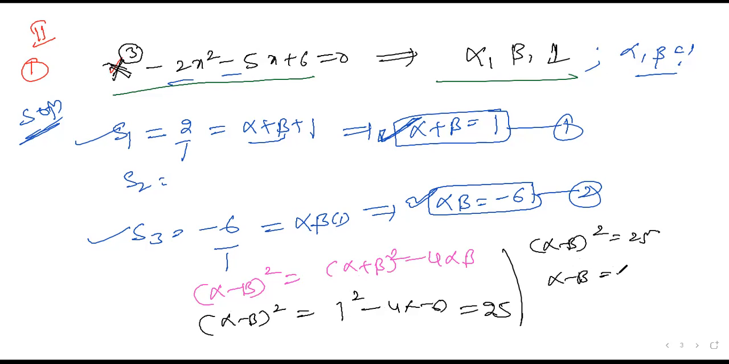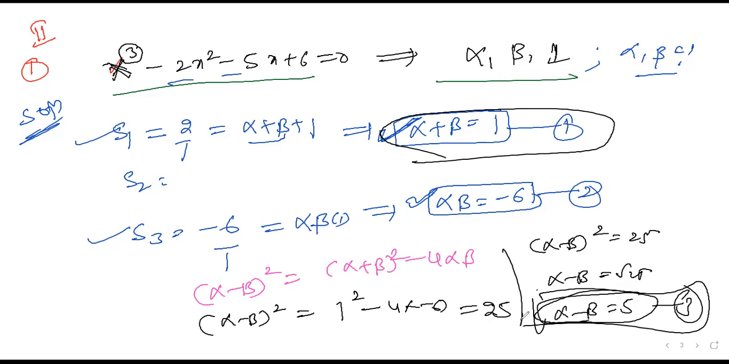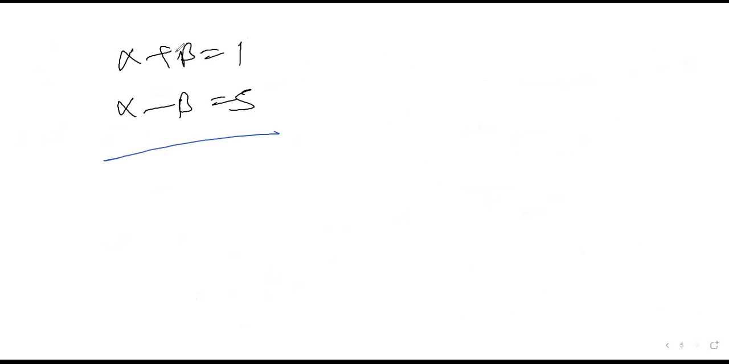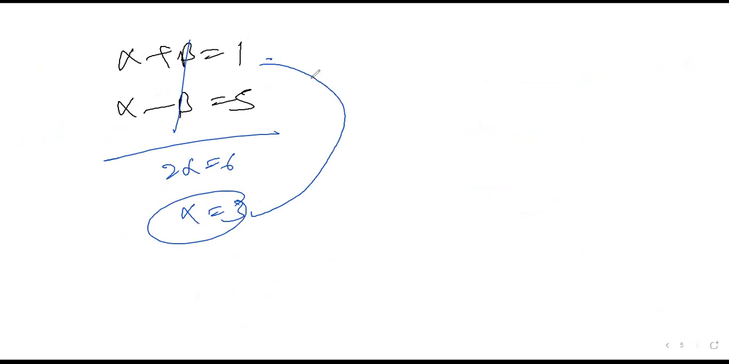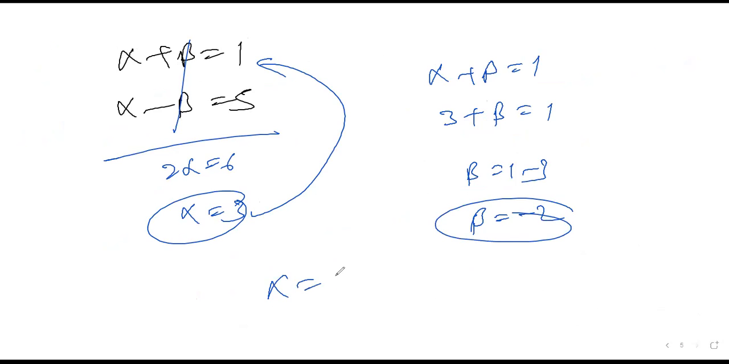Alpha minus beta is equal to root 25. Alpha minus beta is equal to how much? 5. This is equation number 3. Alpha plus beta is equal to 1, alpha minus beta is equal to 5. Then we can solve easily. How can I solve? Alpha plus beta is equal to 1, alpha minus beta is equal to 5. According to 10th class mathematics, you can do it. Beta cancels. 2 alpha equals 6, so alpha is equal to 3. Substitute anywhere. Alpha plus beta is equal to 1. 3 plus beta is equal to 1. Beta is equal to 1 minus 3. Beta is equal to, what do you want answers? Alpha.